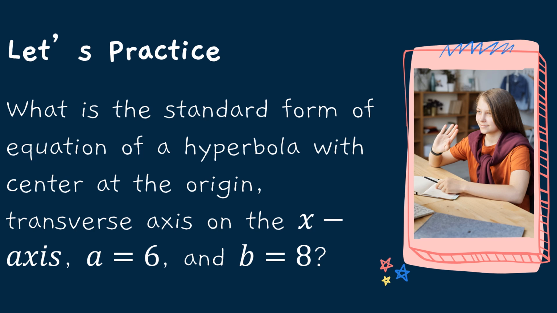Okay, so let us go to the next slide to show our properties. The first one is the orientation. It says that the transverse axis is still on the x-axis. And as we explained in number 1, transverse axis is on the x-axis and x-axis is horizontal. So, our orientation is a horizontal hyperbola.